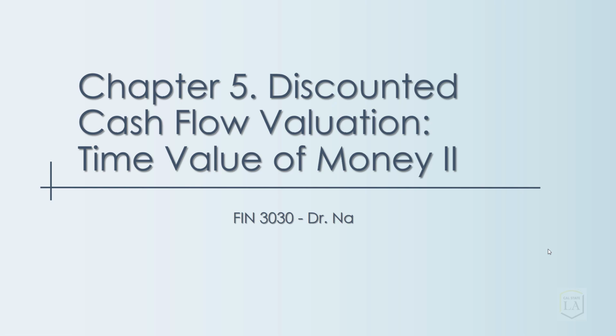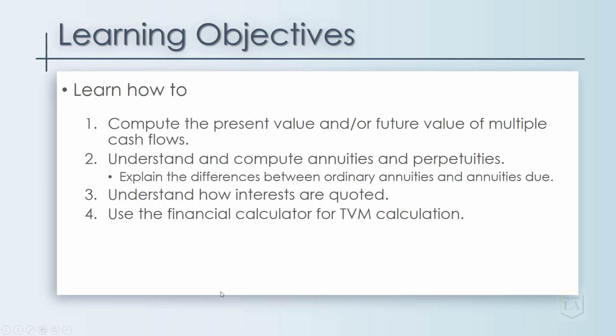Okay, hello everybody. The chapter that we're going to learn today is chapter 5, discounted cash flow valuation, but more likely it's called time value of money in the second part of it. So in this chapter, we would learn how to compute the present value and future value of multiple cash flows. There are two types of multiple cash flows, multiple equal cash flows and multiple unequal cash flows. We will start with unequal cash flows and we'll move on to multiple equal cash flows.